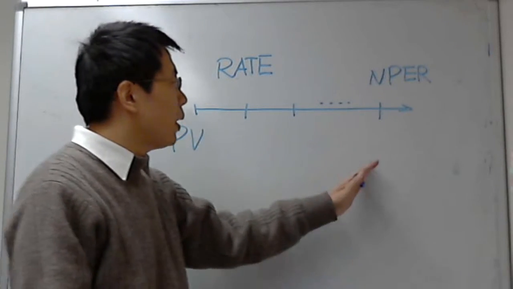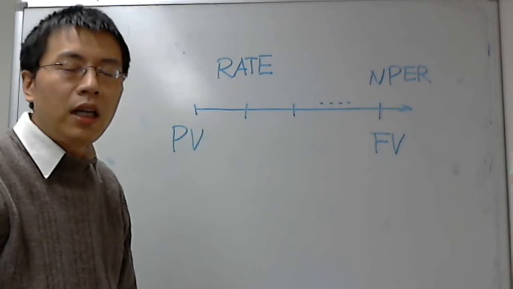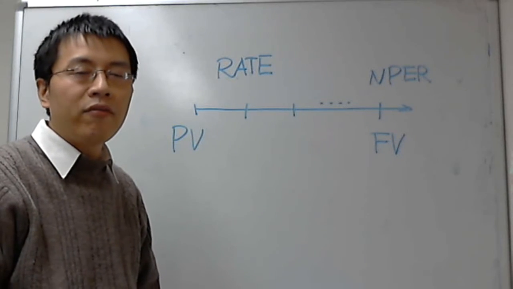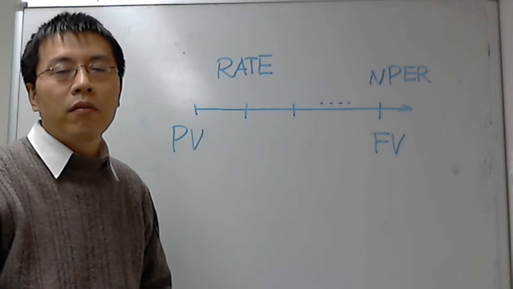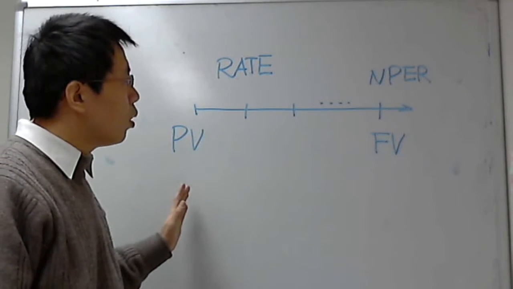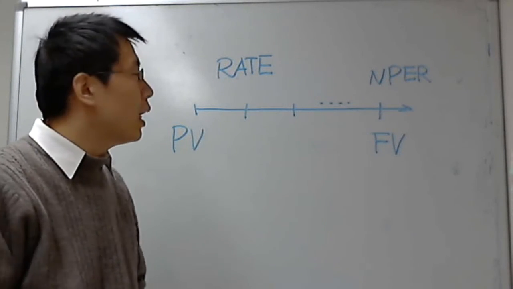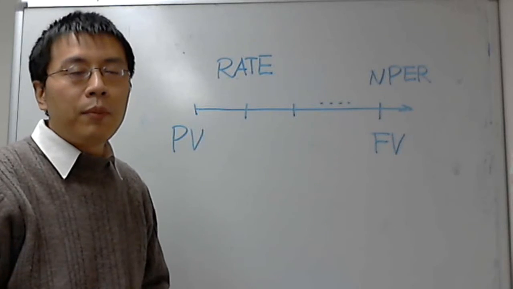And then the ending balance on the account is called a future value. So FV represents the ending value, ending balance on the account. So those are the 4 variables we have met so far. There is a 5th parameter.